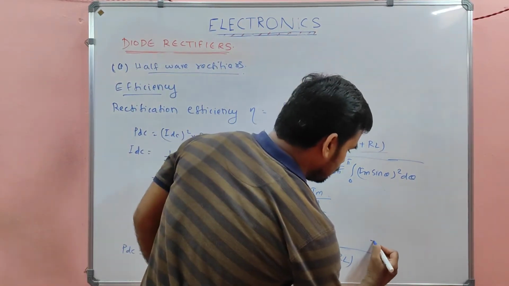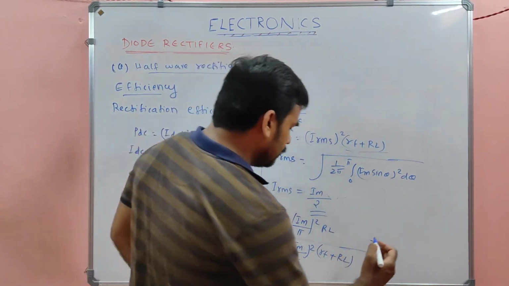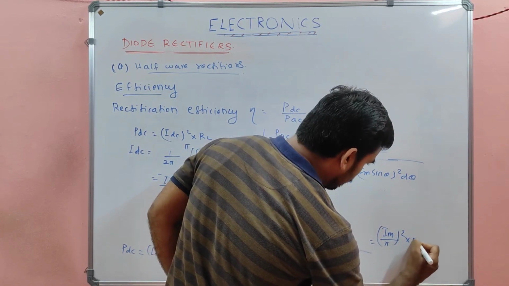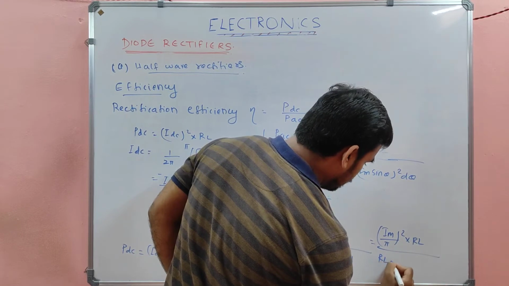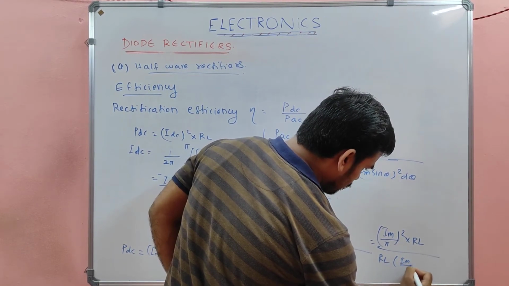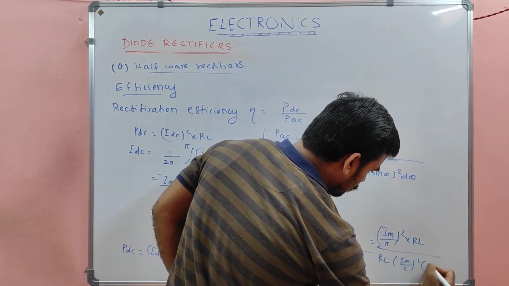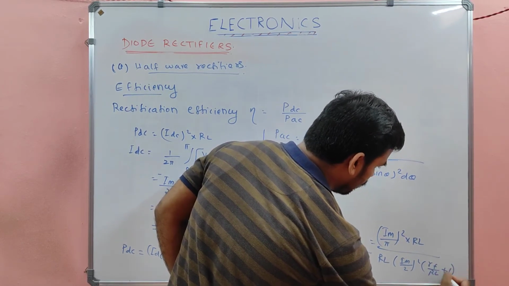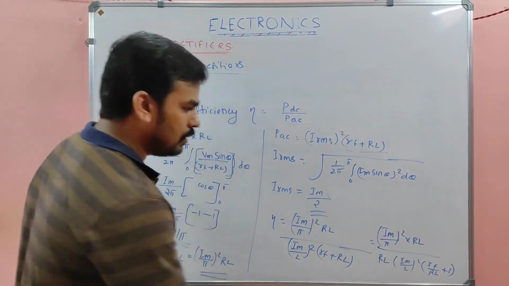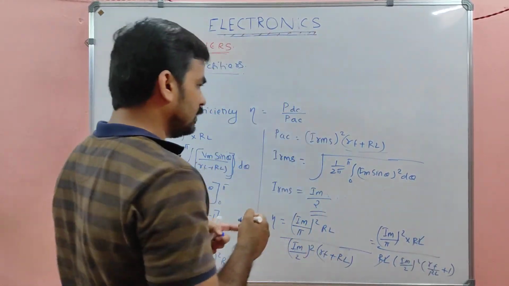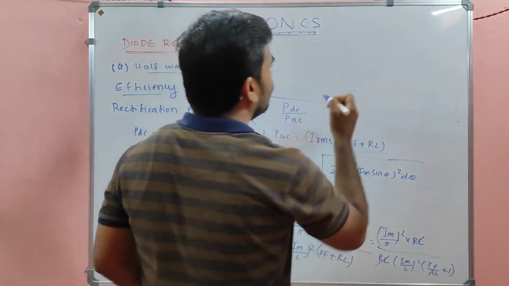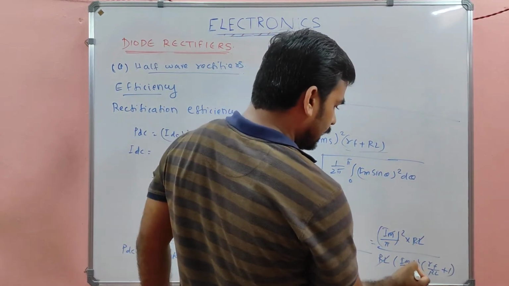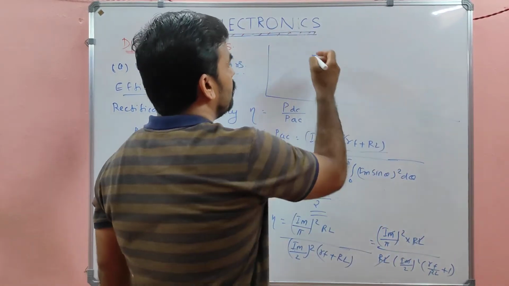If you take the RL outside in the denominator, what do I get, my dear? (Im by pi) the whole square into RL, whole divided by RL into (Im by 2) the whole square into (RF by RL plus 1). So this RL and this RL get cancelled. The remaining will be here. Im square and Im square get cancelled. 4 by pi, am I right, my dear?